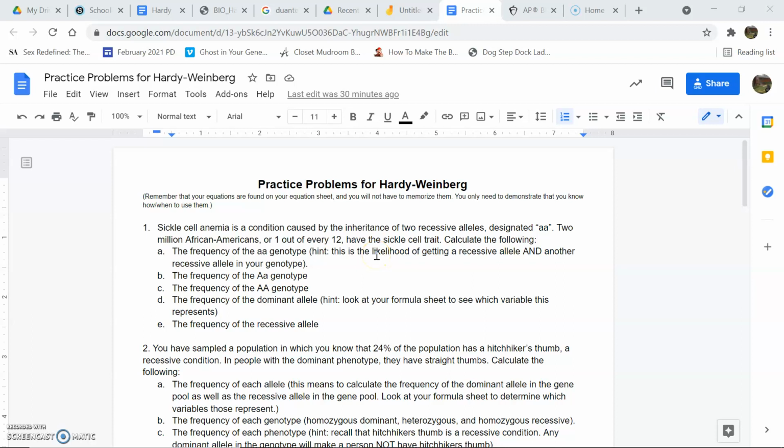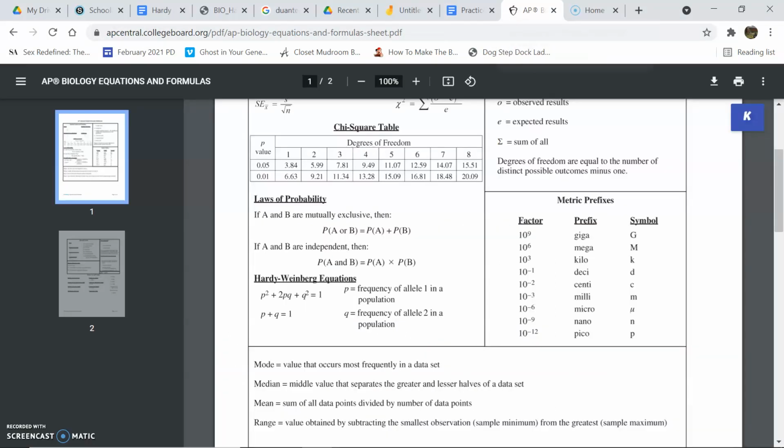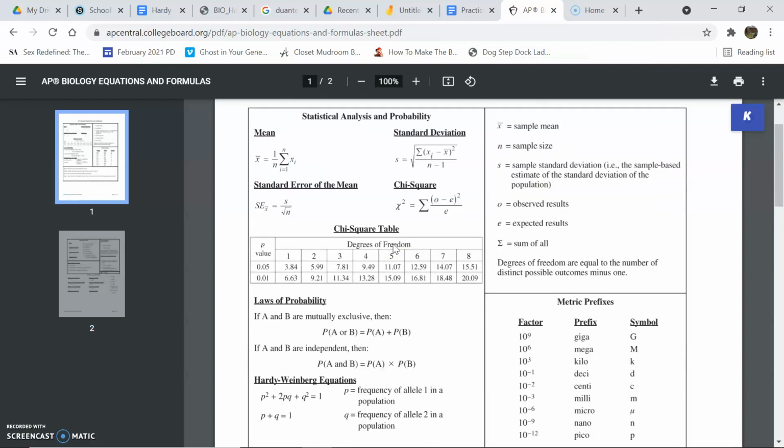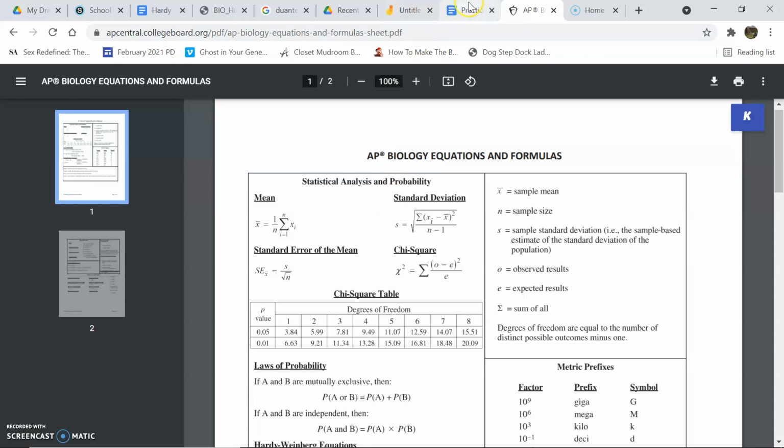Okay, folks, I'm going to go over these practice problems for Hardy-Weinberg. I'm going to do one of them in full, and then hopefully that'll set you up for success down the future here. You're going to want to have the AP Biology equations and formula sheet out in front of you, so dig that thing up. You're also going to want to have a calculator, because a lot of these problems require a calculator.